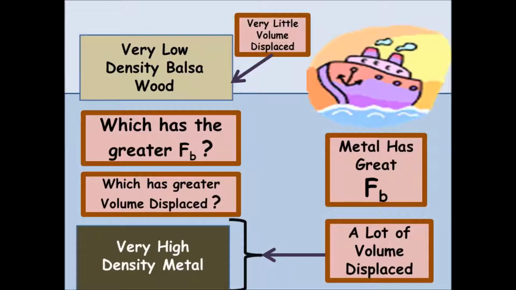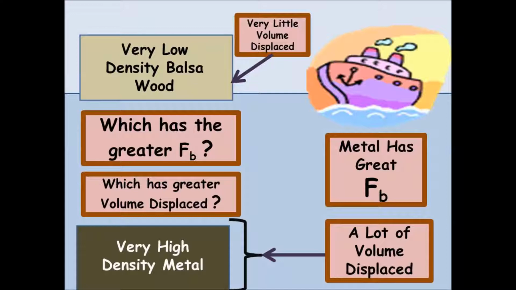Which has a greater buoyant force: the very high density metal at the bottom of the ocean, or the very low density balsa wood? The metal has the greater buoyant force. It's a big piece of iron, but it has a greater volume displaced. It displaces a greater volume of fluid because it's completely immersed, where the balsa wood is mainly floating.